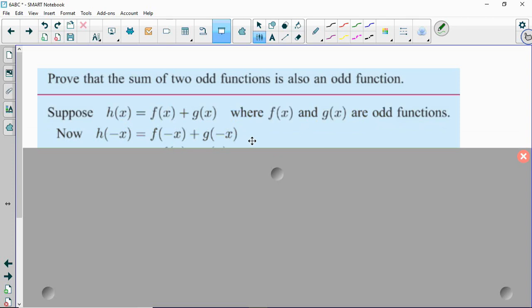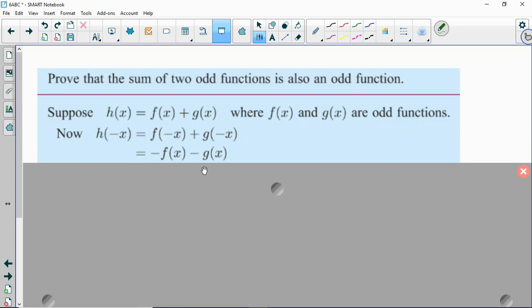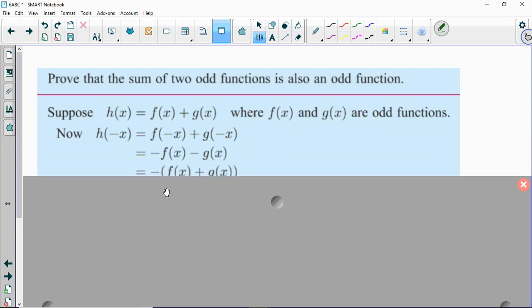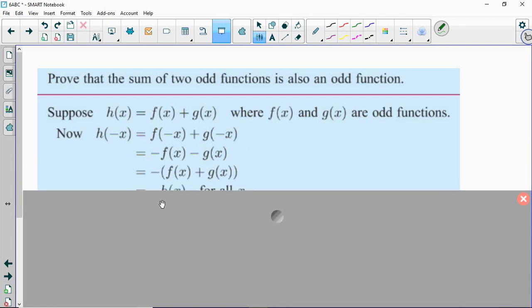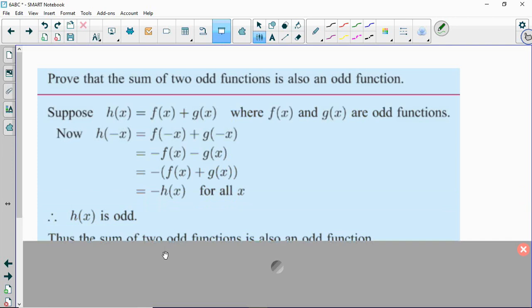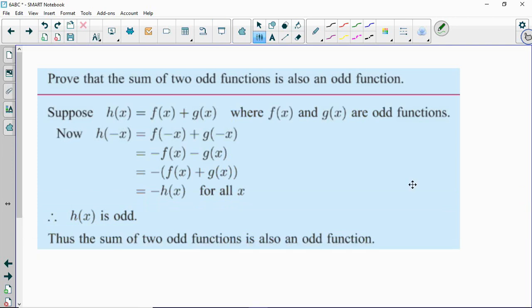Nothing fancy yet. Now on the right-hand side, we know both of these are odd. Therefore, we can rewrite each of them. It's negative f of x plus negative g of x. But then we can factor out that negative and make it negative f plus g. Hey, but wait a second. We know that f plus g happens to be h. Therefore, h of x is odd. And this will be true for any odd functions that we happen to choose. And you can do similar problems like this with addition, subtraction, multiplication, whatever, odds, evens, mix them up.